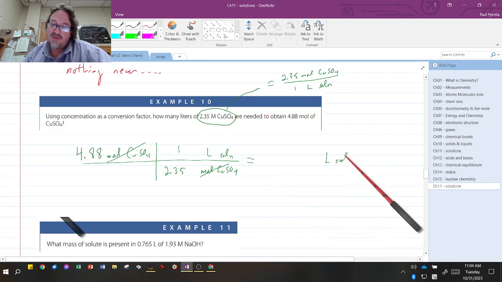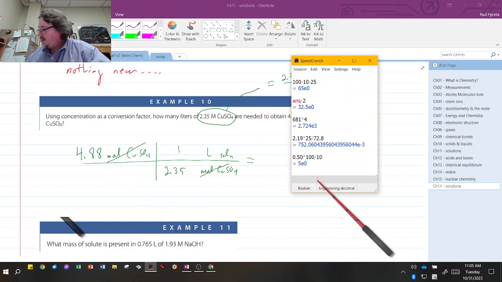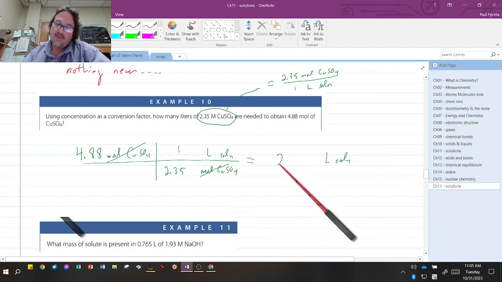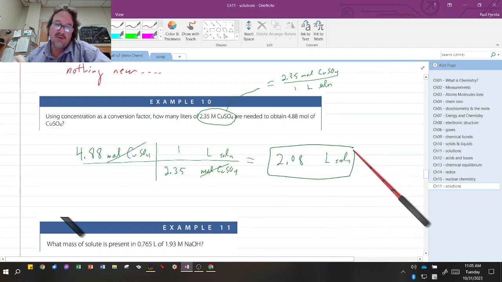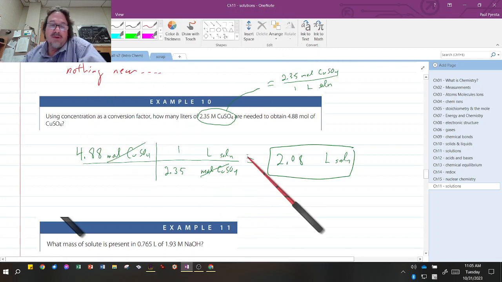My units are liters of solution, and now I can pick up my calculator and punch those numbers through. And so let's give that a try. 4.88 times 1 divided by 2.35. And so there's my answer, 2.08 liters of solution. So that's how much I would have to grab, like a 2-liter bottle of soda, right? 2.08 liters would give me the correct number of moles, that is to say 4.88 moles of copper sulfate. So this is what the section is talking about.